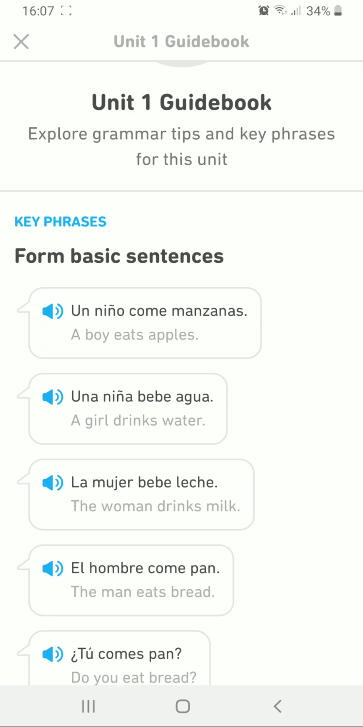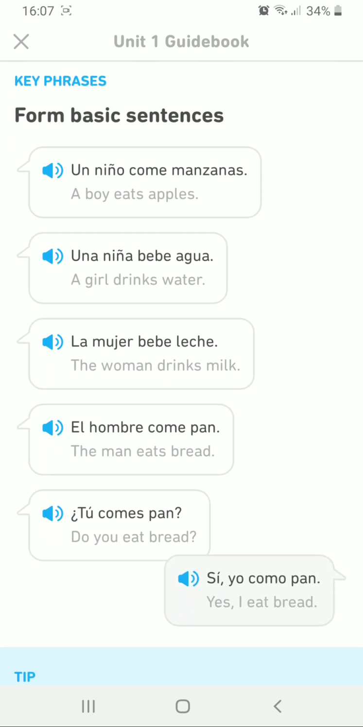Form basic sentences. Un niño come manzanas. So, un niño, a boy eats apples. Una niña bebe agua. Notice here that the B is pronounced as a V, so the second B, of course. La mujer bebe leche. El hombre come pan. The H of hombre is silent.